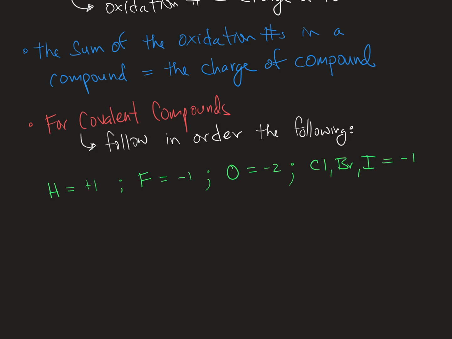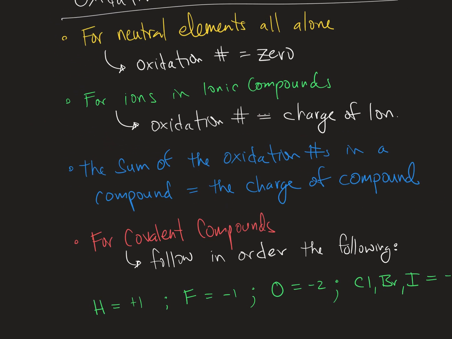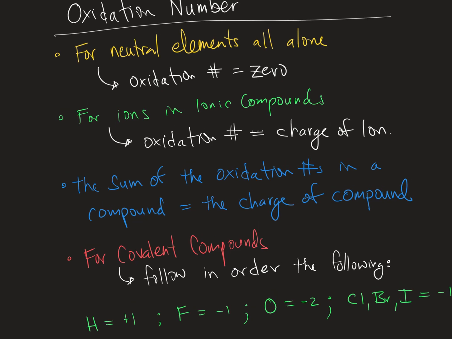Did I say anything that was too hard yet? Maybe that part right there, right? Follow in order the following. Okay, whatever. All right, so there are all of our rules, you might call them, to determine the oxidation number for all of the atoms in compounds. Y'all have those? Okay. Let's do some examples to make sense of them all.